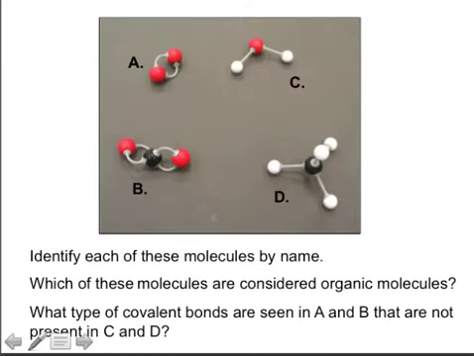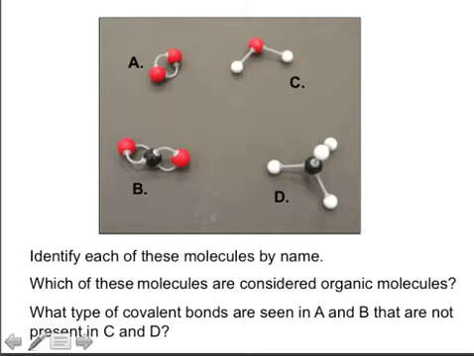Now, what we want to do here is identify each of these molecules by name. So let's start out with the upper left-hand corner. This is an oxygen molecule. Notice that it's held together by a double covalent bond.